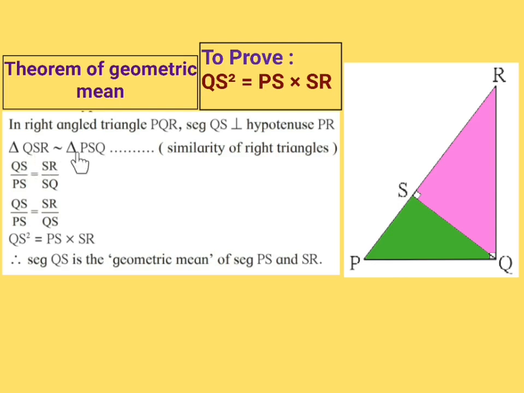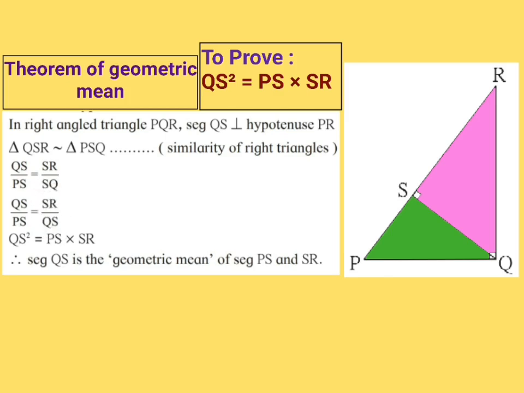Now since these two triangles are similar, therefore their corresponding sides are in proportion. Out of these three ratios, we'll take only the two ratios that we want, that is QS upon PS is equal to SR upon SQ. QS upon PS is equal to SR upon SQ. The only difference between these two statements is replacing SQ by QS.